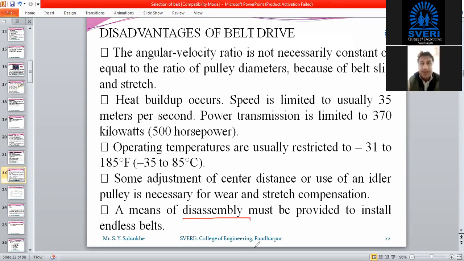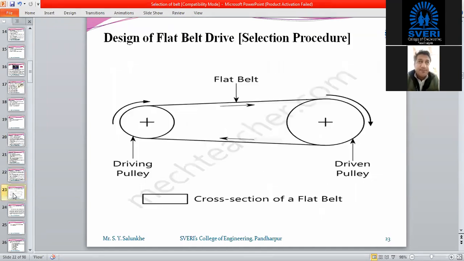Then in some applications, we have to disassemble the pulleys to mount the belts. In some of the applications where endless belts are used, or where the tension has to be maintained properly, the dismantling of pulleys is required. So that is again going to become one of the disadvantages of these belt drives. Any question?